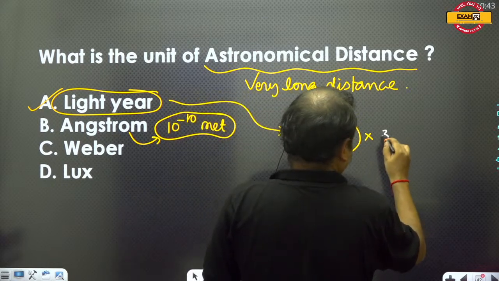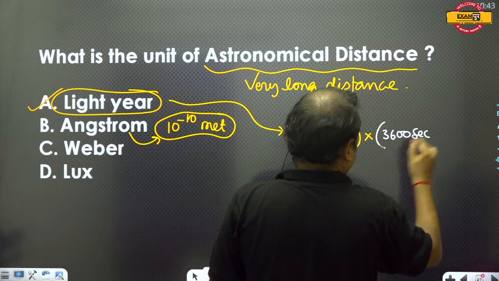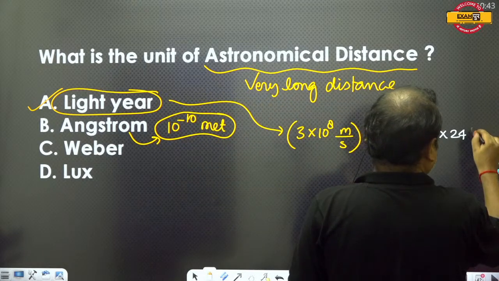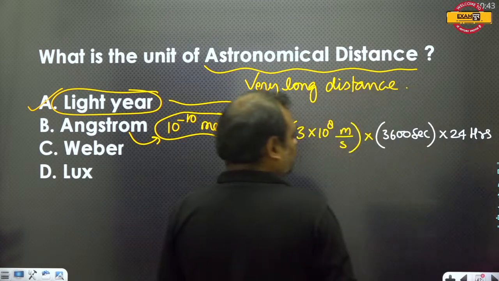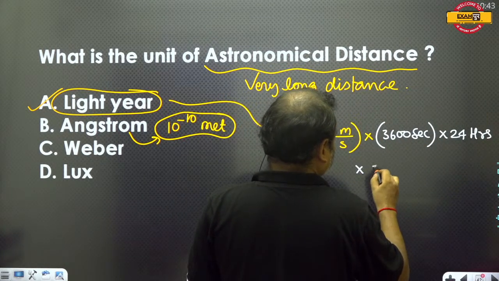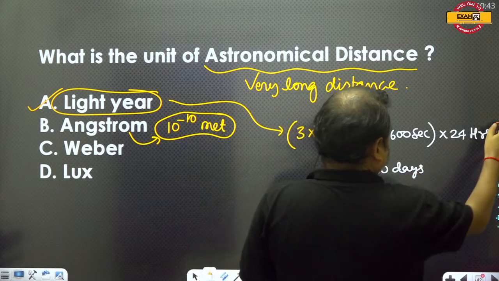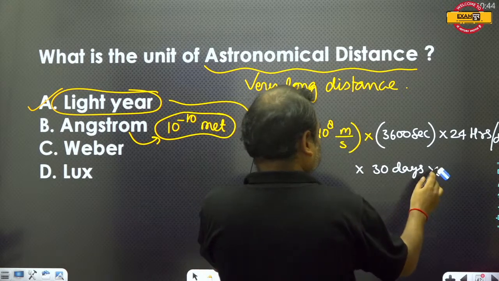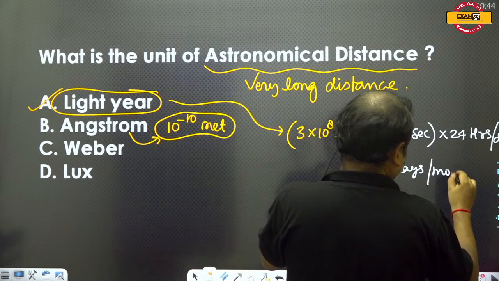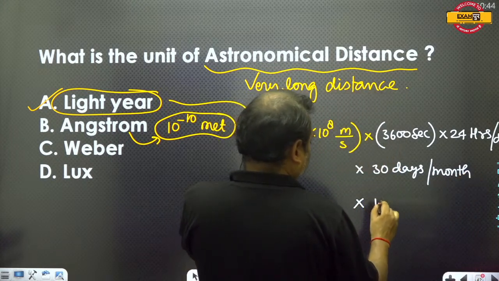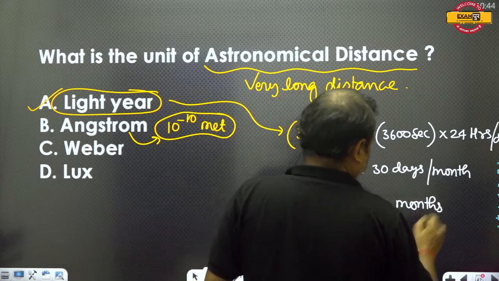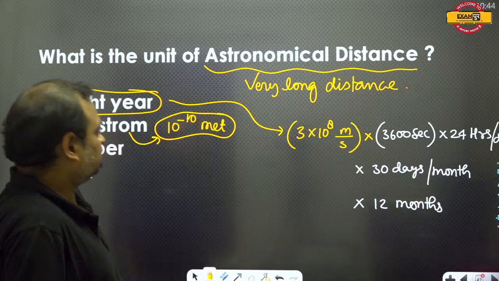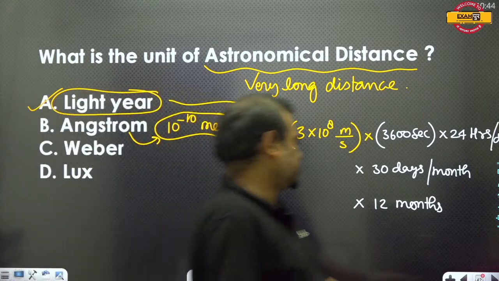Okay, there are total 3600 seconds in 1 hour, and there are total 24 hours in a day, and there are total 30 days per month. And there are total 12 months in a year. Now if you multiply all these numbers, then you will get the distance traveled by light in 1 year. Okay, so this is the correct unit.